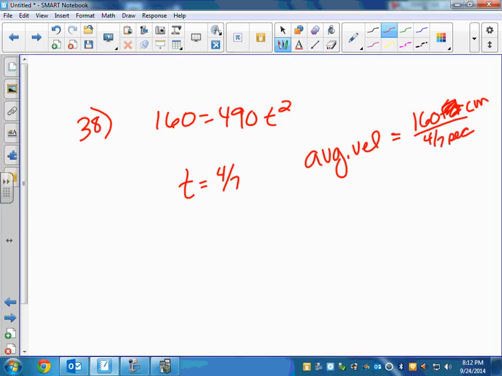Now when it says how fast were they falling when they reached the 160 centimeter mark, what was their acceleration then? That's when we're going to do the derivative and then the derivative again, because velocity and acceleration is what we're looking for there, and we're looking for the time of that. So you're just going to plug that 4/7 in there.